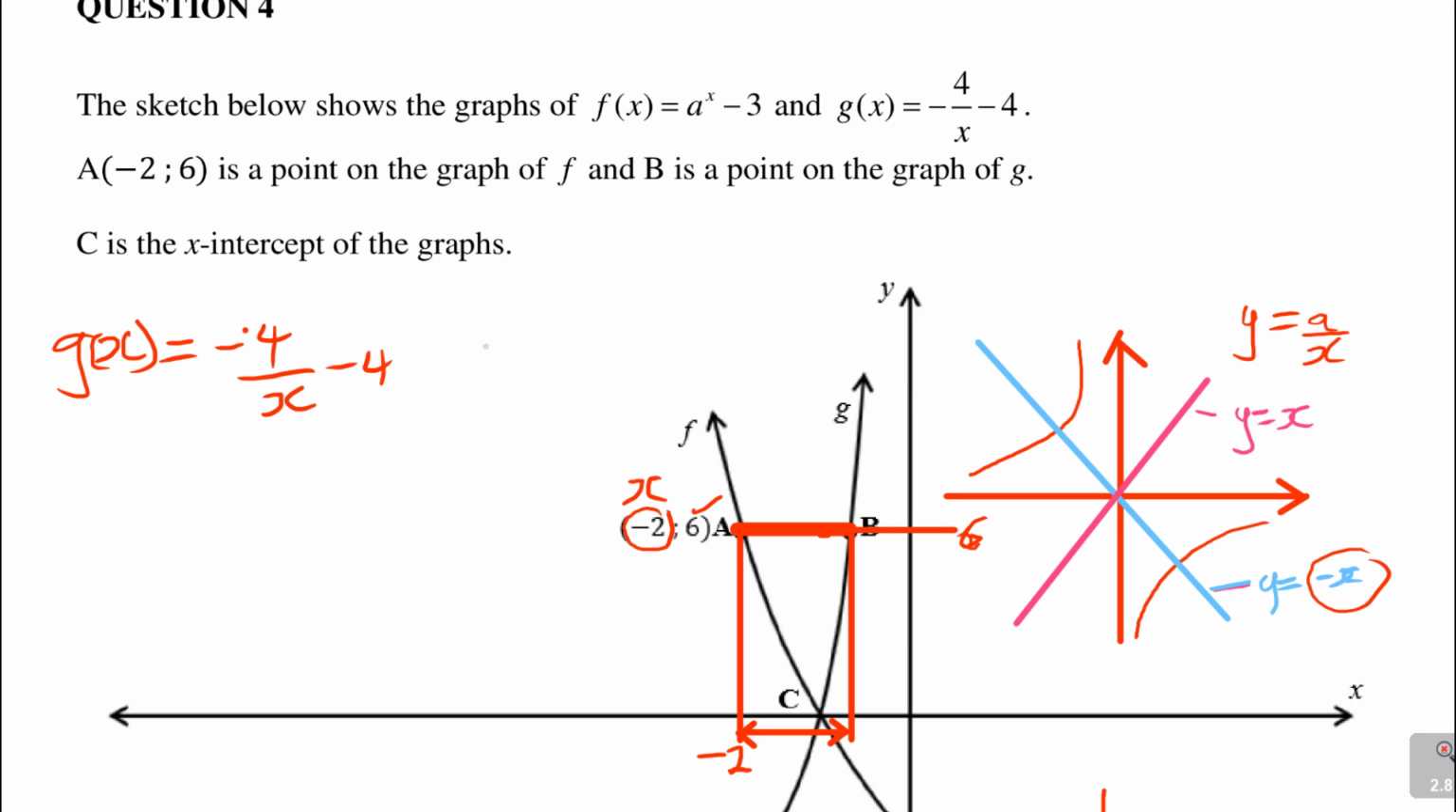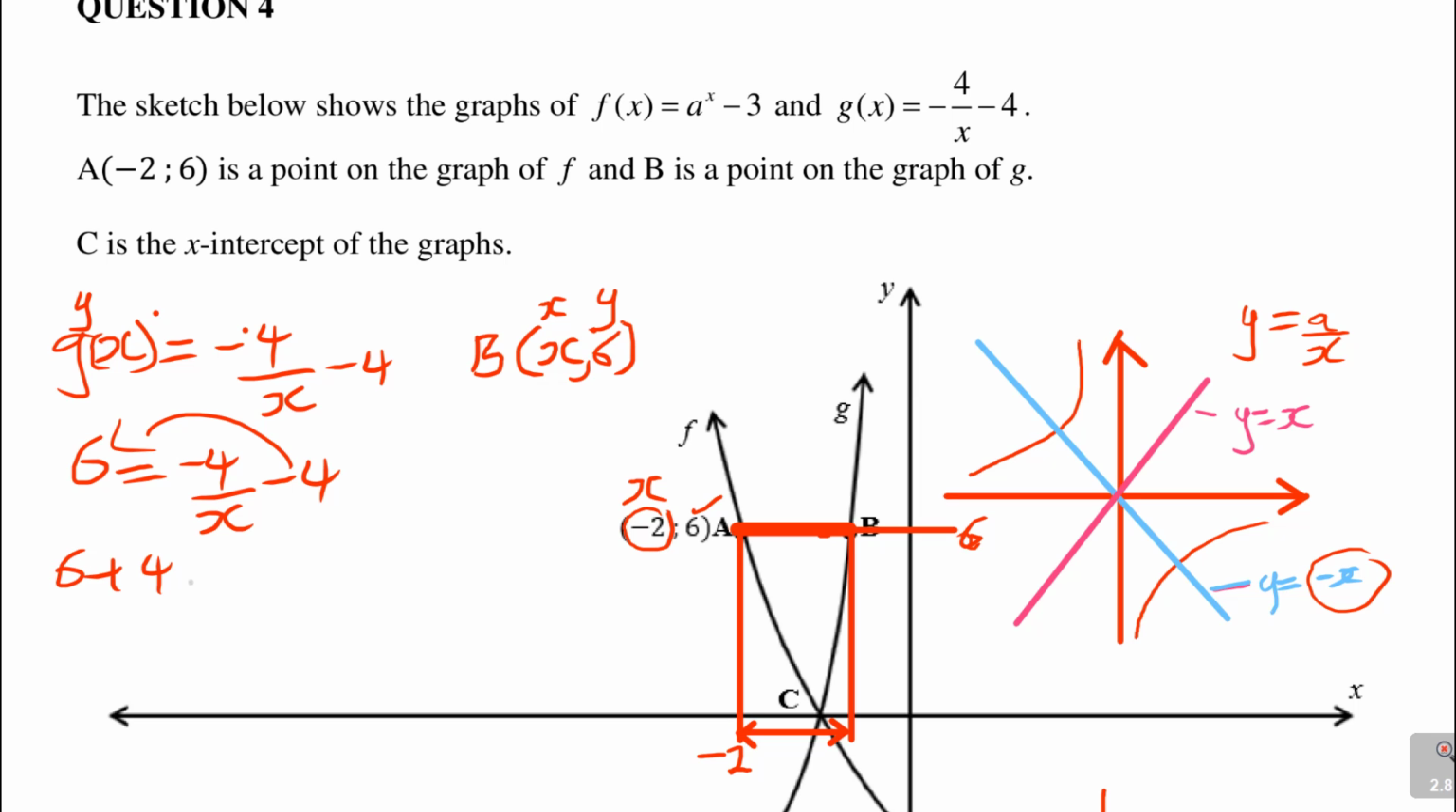On this graph, we have got point B, which we don't know the x value, but we know the y value as 6. You see? So this is our x, this is our y. But don't forget, g of x is equal to y. So we come here and substitute where there is g of x, we put that 6. 6 is equal to minus 4 over x minus 4. You see, that's how you find the x value. Take minus 4 to the other side, it's 6 plus 4 is equal to minus 4 over x, which is 10 is equal to minus 4 over x.